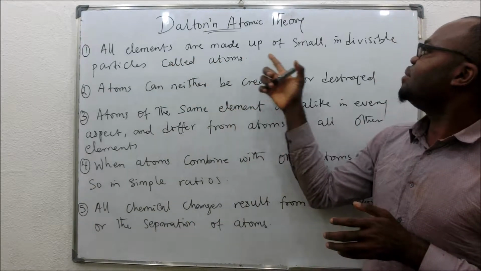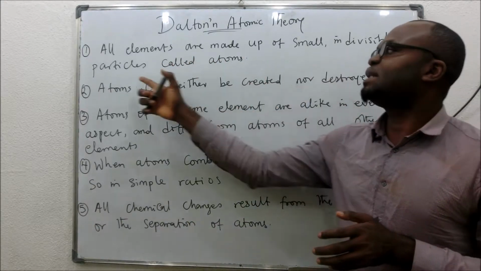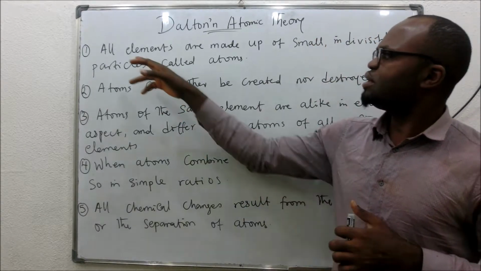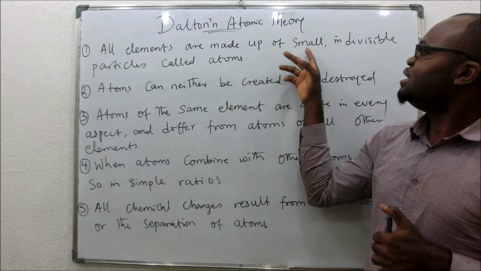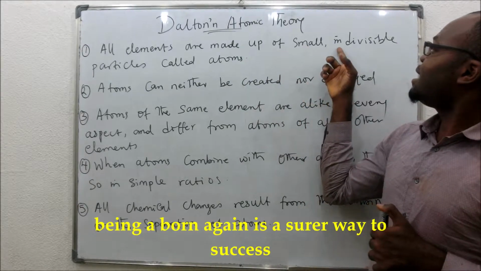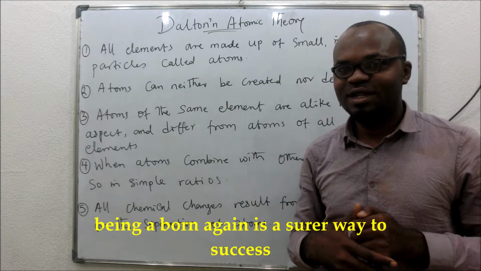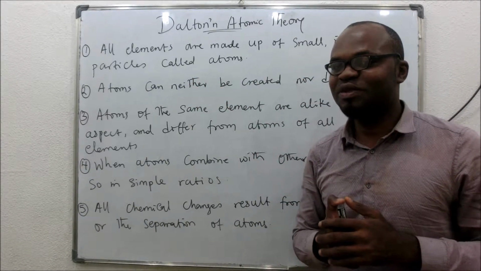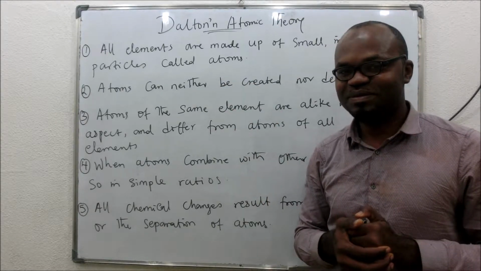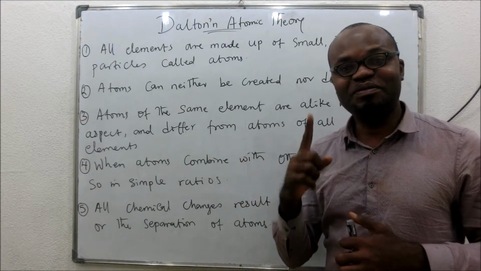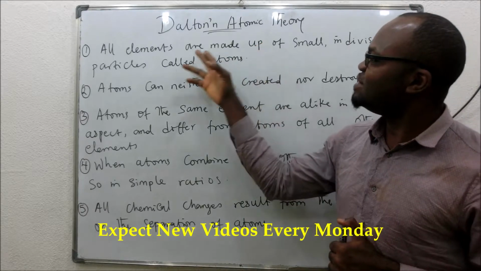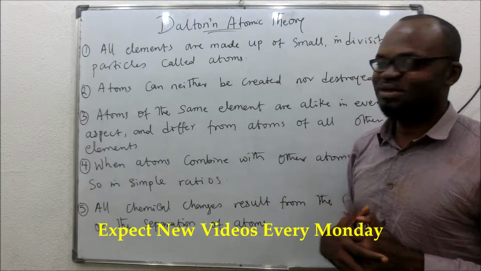All elements are made up of small, indivisible particles called atoms. Is this true? Yes, because all elements are actually made up of small atoms, but these atoms are not indivisible. Through the experiments of people like Rutherford, we know that atoms are actually divisible. Atoms are made up of protons, neutrons, and electrons. So whereas the first part is true, the second part is not true.